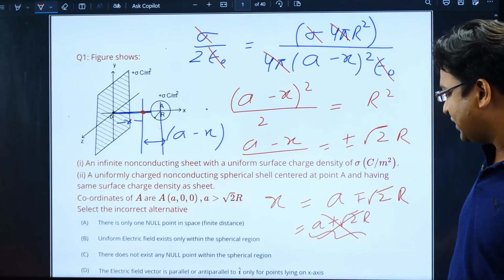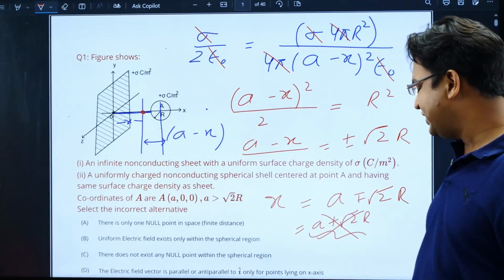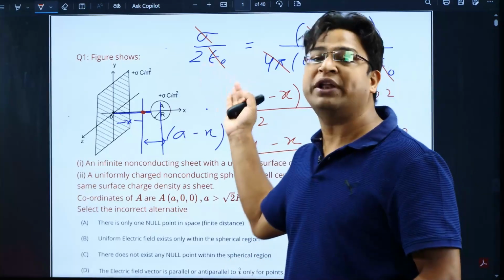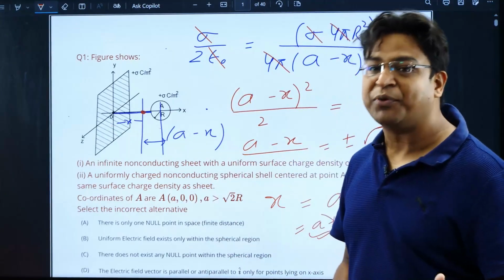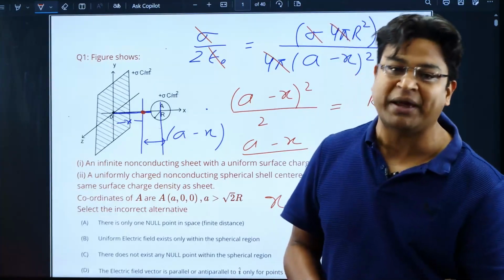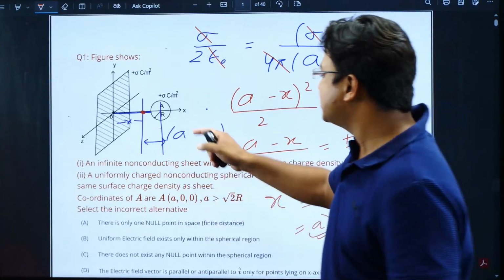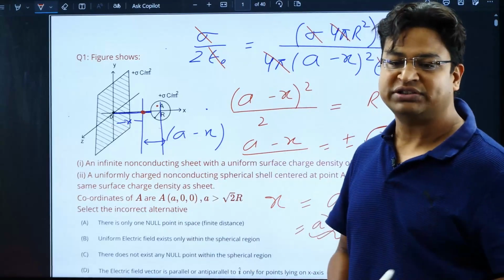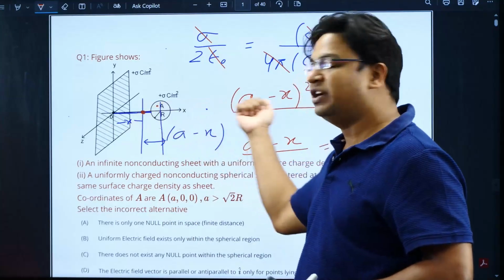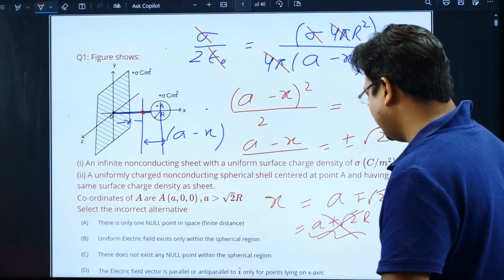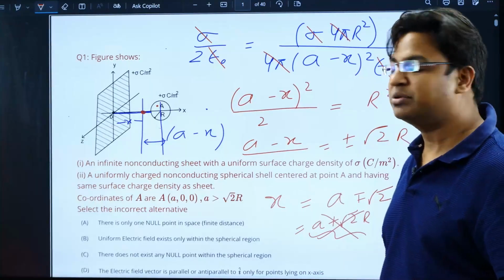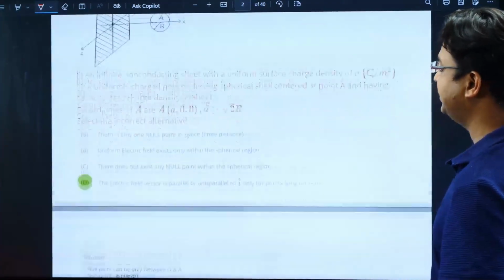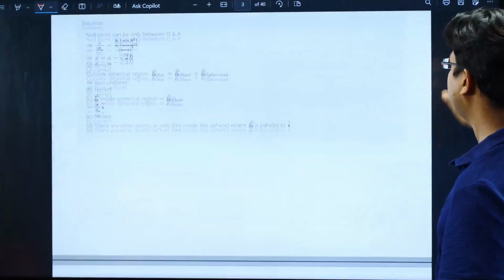Option D says that if a point is not on the x-axis, then at such a point the electric field will not be parallel to the x-axis, which is wrong, because if I take any point in the spherical region which is not on the x-axis, at such a point also the field is parallel to the x-axis, and therefore option D becomes incorrect, and therefore option D becomes the answer. So the answer to the first question would be option D. So that's the answer to the first question.